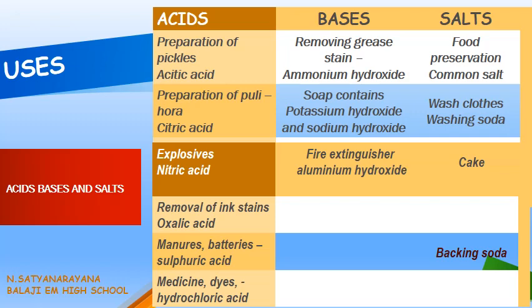And some of the salts: in the preservation of food items, salt is used. In pickles also, for preservation, salt is used. And for washing clothes, washing soda is a salt. In the preparation of cakes, baking soda is used. These are some of the uses of acids, bases and salts. There are only a few. You have to remember all these uses very well.